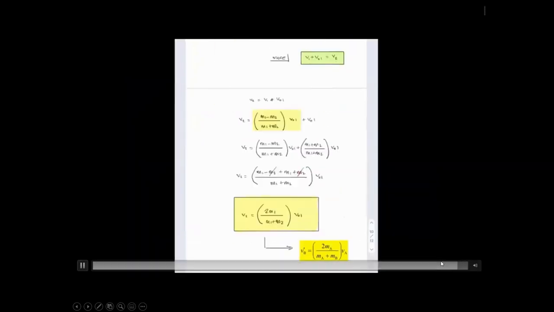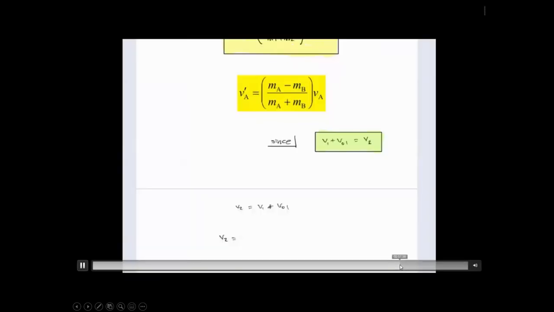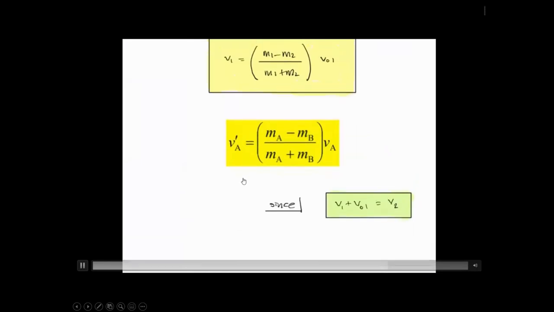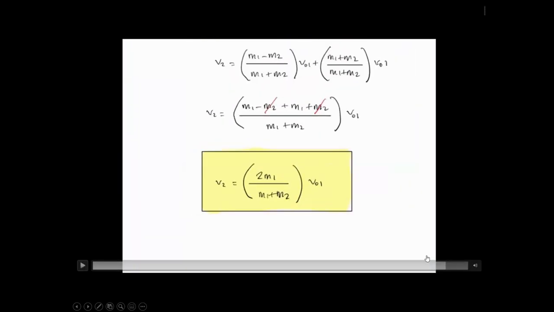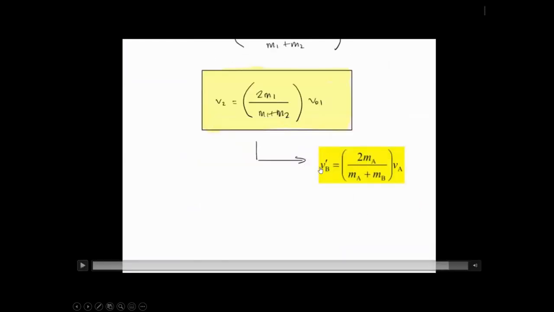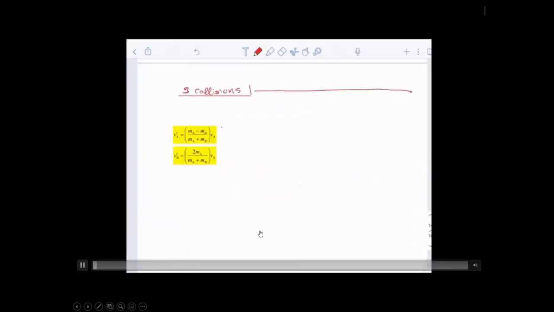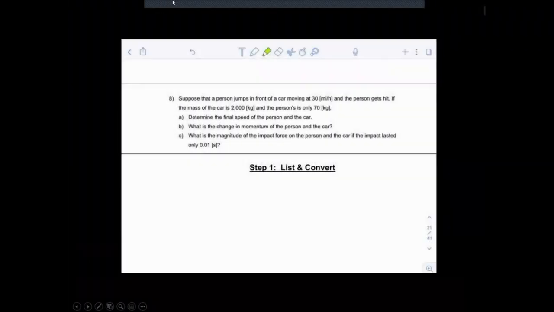All right, and then you will find these two equations on the formula sheet. One of them is this equation: the speed of the incoming vehicle right after impact. And there's a second formula: the speed of the target right after impact relative to the speed of the incoming object. For college physics students, it's probably going to look something like this.